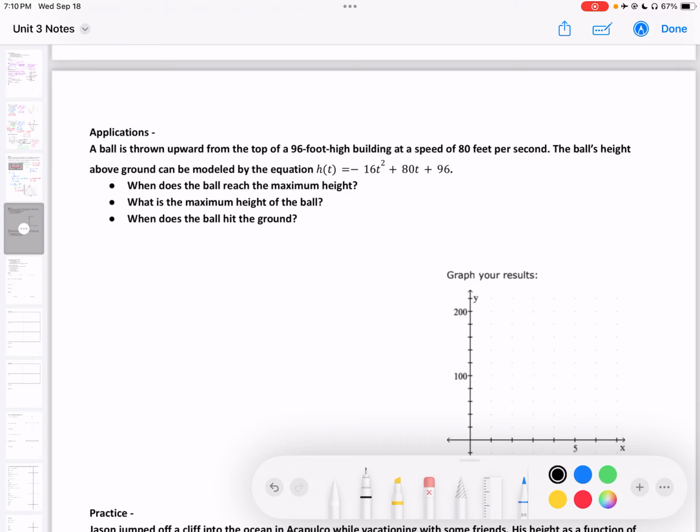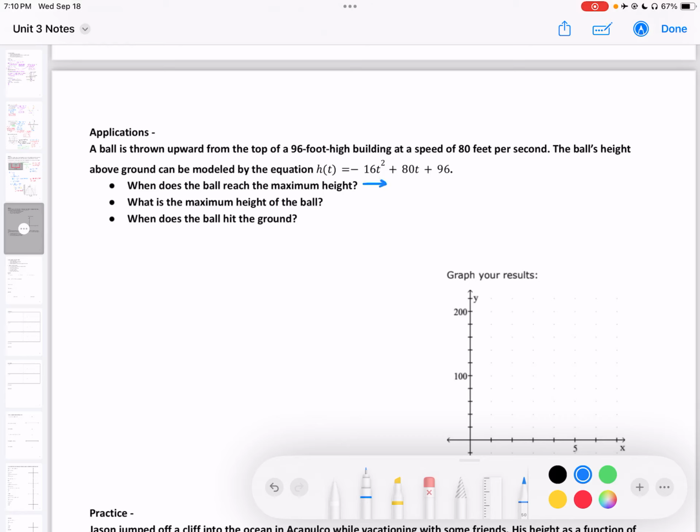So in this scenario, a ball is thrown upward from the top of a 96-foot building at a speed of 80 feet per second. The ball's height above ground can be modeled by this equation, which is given. When does it reach maximum height? What is the maximum height? And when does the ball hit the ground? These things are asking three different things.